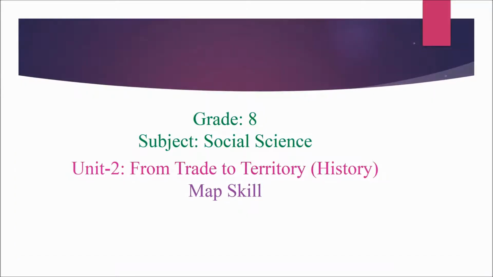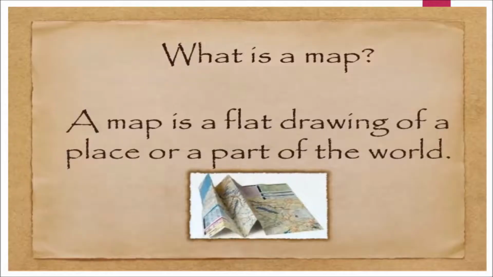Hello everyone. Today we are going to see the second unit in history, which is from trade to territory. In that we are going to see map skill. First, we have to know what is a map. A map is a flat drawing of a place or a part of the world.